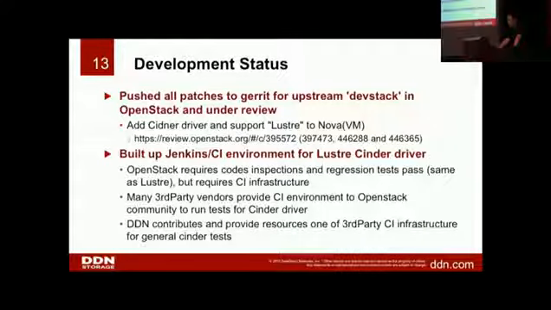Once you push a patch for the Lustre Cinder driver to the OpenStack, it automatically triggers the Jenkins system on Git, which then starts the regression testing on our infrastructure. It's running well.